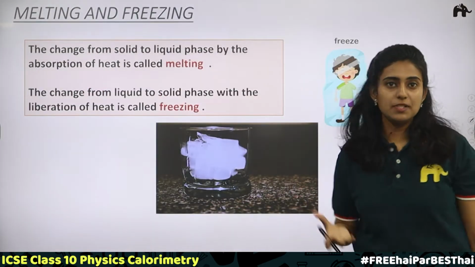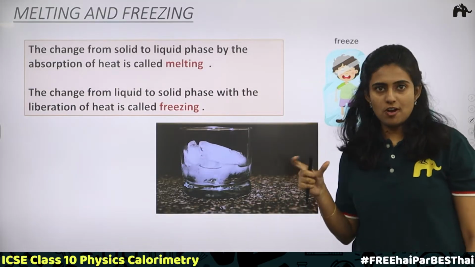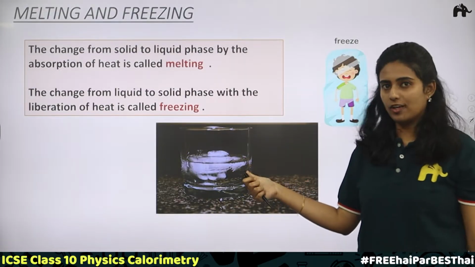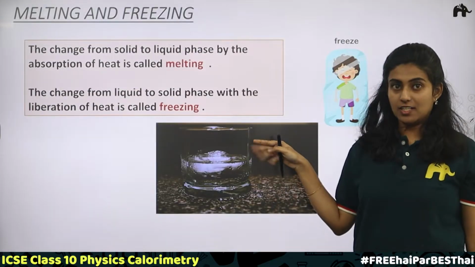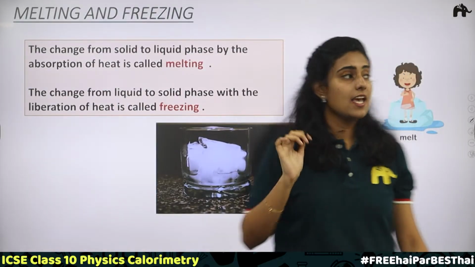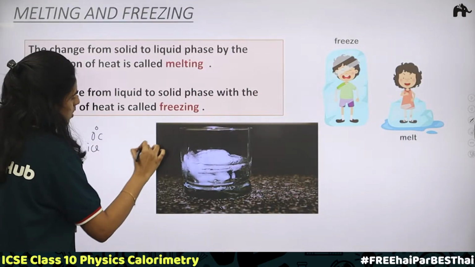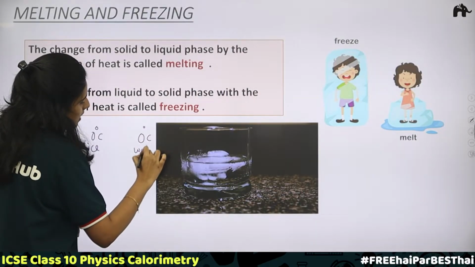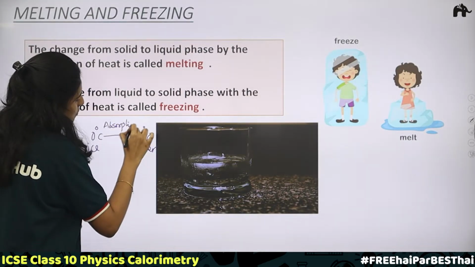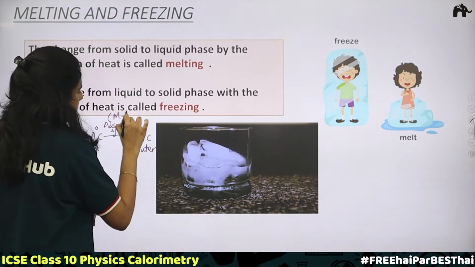Melting and freezing. Let's take a simple example. When you take an ice cube and keep it on the floor for some time, what happens? It gets completely converted to water. Or you take some ice cubes in a glass. After some time, it becomes water. So converting ice to water, this process is called melting. During this process, heat energy is absorbed. That is, when you have ice at 0 degrees Celsius and you have to convert it into water at 0 degrees Celsius, you will be absorbing heat. Okay, there is absorption of heat, and this process is called melting.